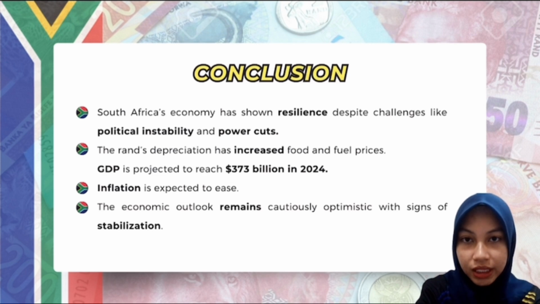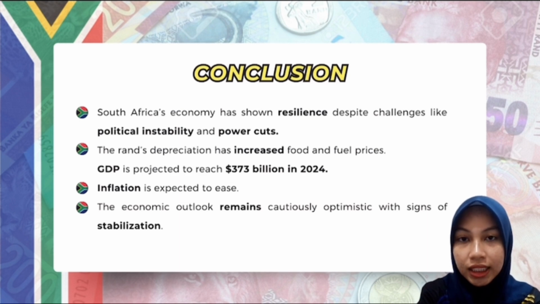As the conclusion, South Africa's economy has shown resilience amid various challenges, including political instability, economic disruption from COVID-19, and structural issues such as power cuts and unemployment. Despite the rand depreciation and its impacts on inflation, particularly in rising food and fuel costs, the economy is expected to grow, with GDP projected to reach $373 billion in 2024.